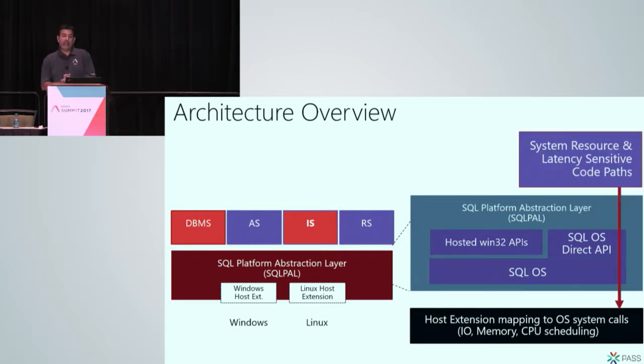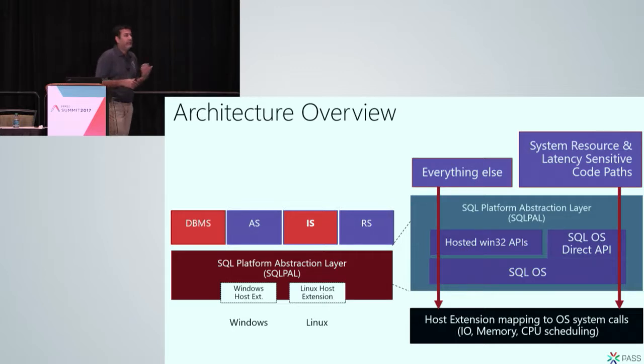So for system and latency sensitive code paths, we go through this layer called SQL OS. SQL OS has been around since SQL 2005. Now, SQL OS has some direct APIs which talk to this host extension for things like I/O, which is latency sensitive. For the rest of the stack, we go through the NTOS, which is in user mode, and the normal API calls that we would do. So for things like XML, if XML calls a Win32 API, it'll go through the same code path, if you will.